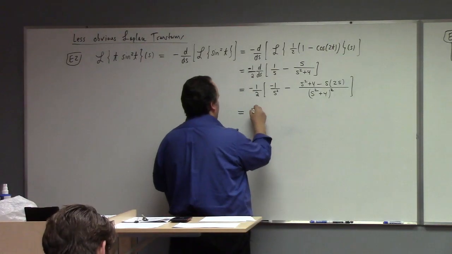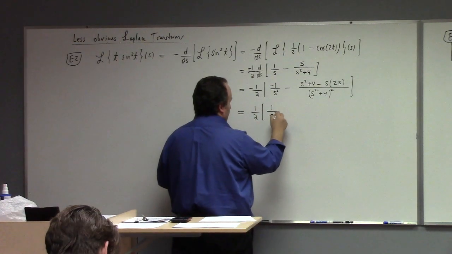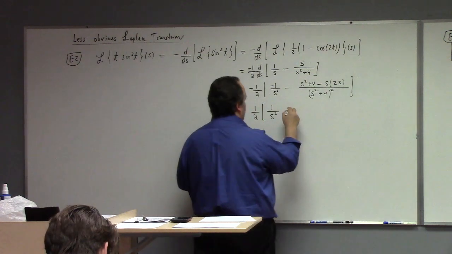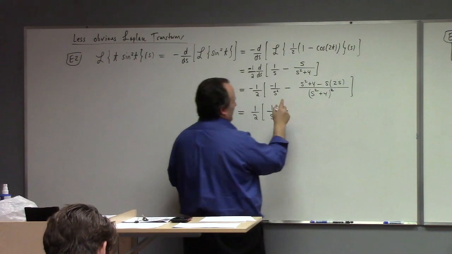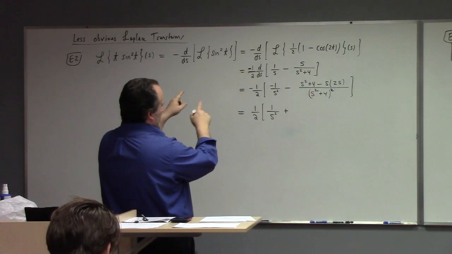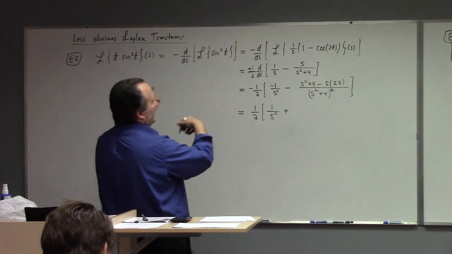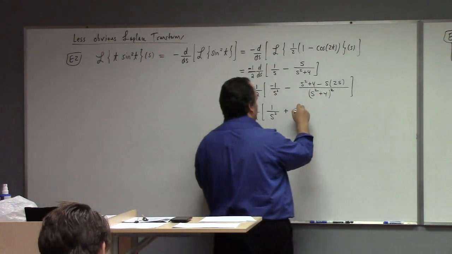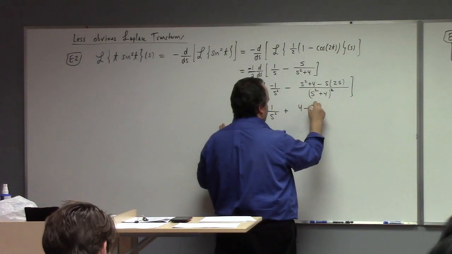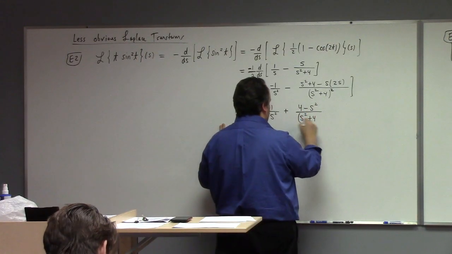So I'll leave the half out front. I'm going to distribute that minus through. So you've got a 1 over s squared here, and then plus, how does that work out? That's a 4 minus s squared, right? So 4 minus s squared divided by s squared plus 4 quantity squared.